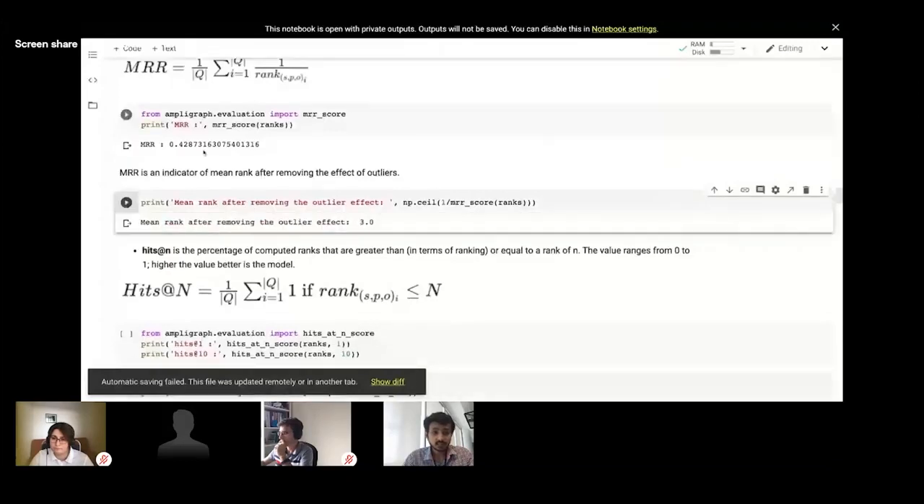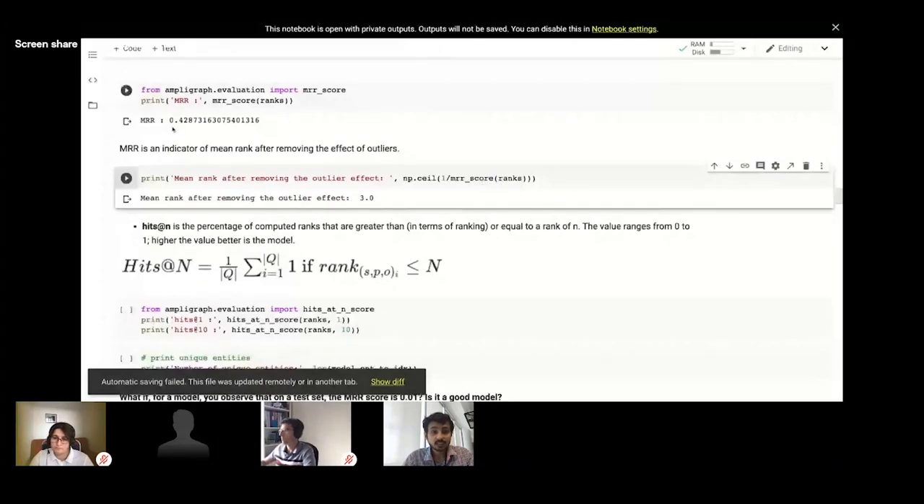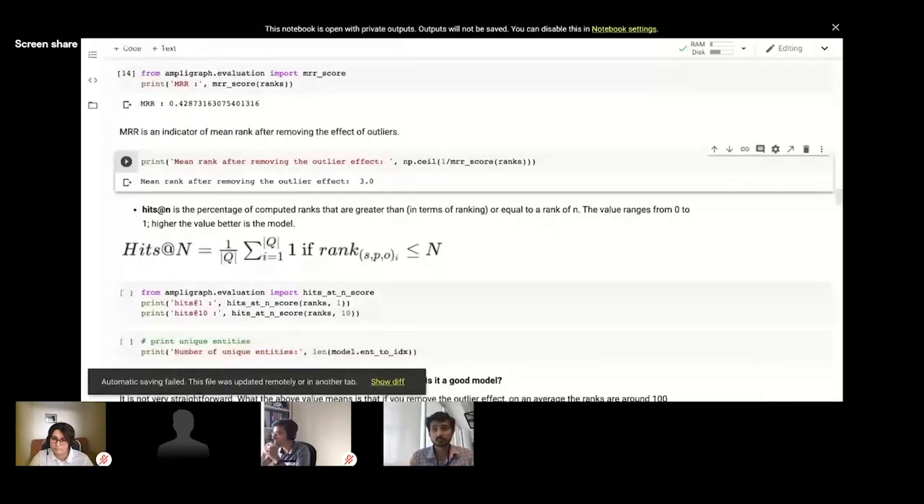Now, what does this indicate? If you see here, I'll take the reciprocal of the MRR, and what you get is the mean rank after removing the outlier effect. You see the mean rank is close to 3. So it's a fair rank that is assigned, because you're removing the outlier effect that was due to the last triple that we had in our test set.